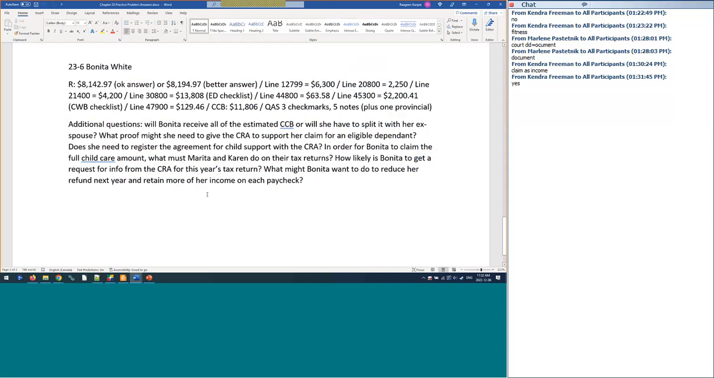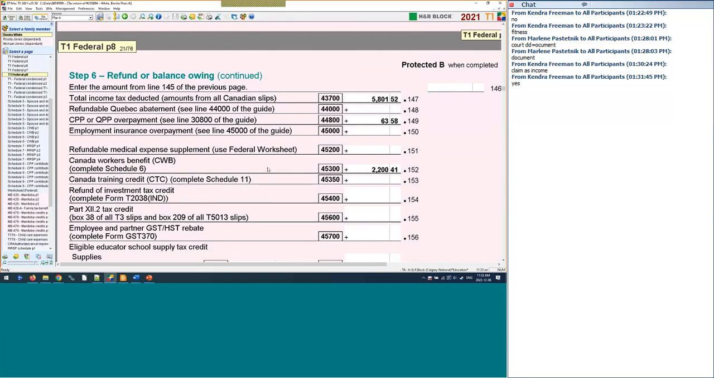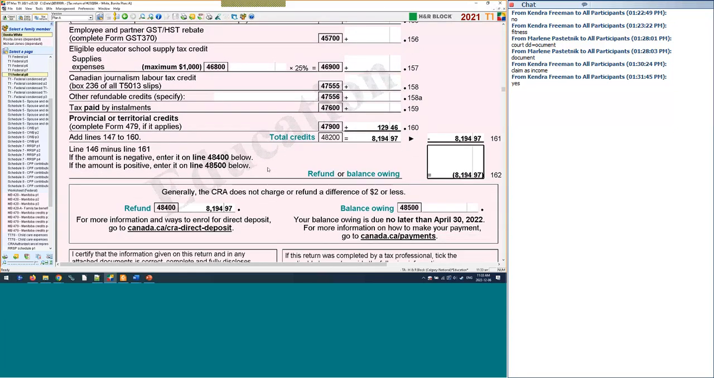What could she do if she wants to reduce her refund next year and retain more of her income on each paycheck? Remember, next year she's probably still going to get the elder dependent amount. She's still putting into RRSPs. She may not need an $8,000 refund now. She might rather have more money every paycheck. What could she do with her employer? She could file a Form TD1.